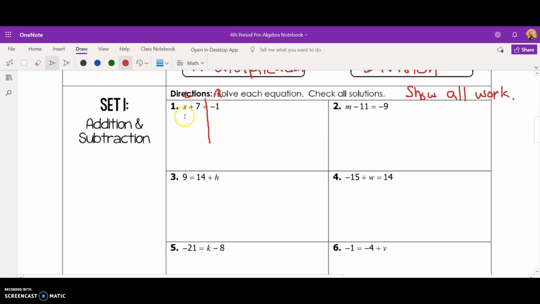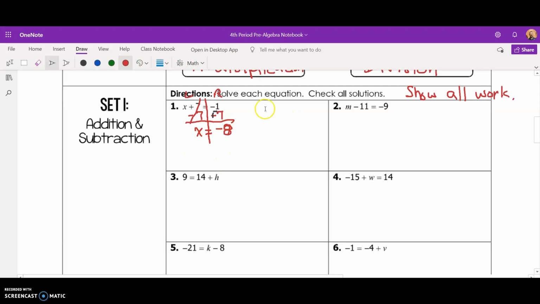So first of all, I notice that there's a plus 7 tied to the variable x. So to undo the adding 7, I'm going to subtract 7. Now I'm going to simplify each side. So 7 minus 7, that would eliminate that and leave me with just the x on the left-hand side. Draw my equal sign on the line. And then negative 1 minus 7 is the same thing as negative 1 plus negative 7. And that's going to give me negative 8.